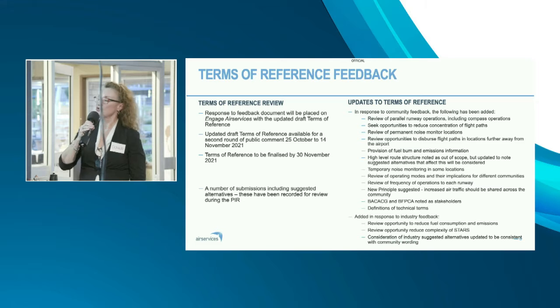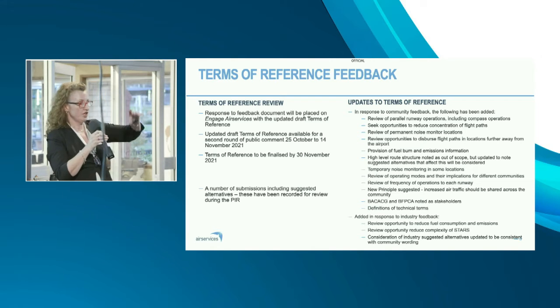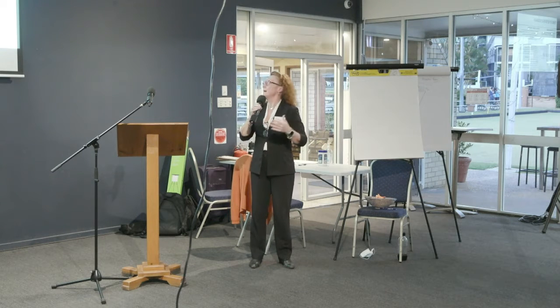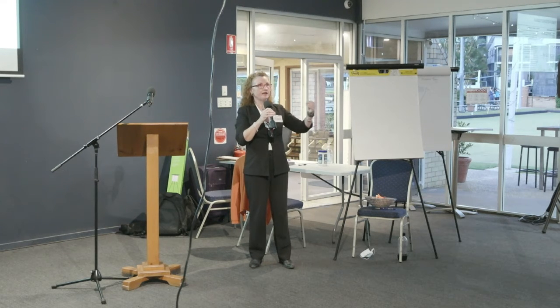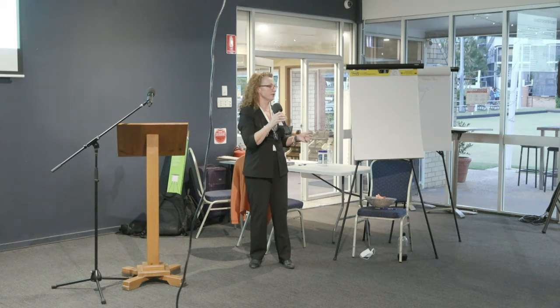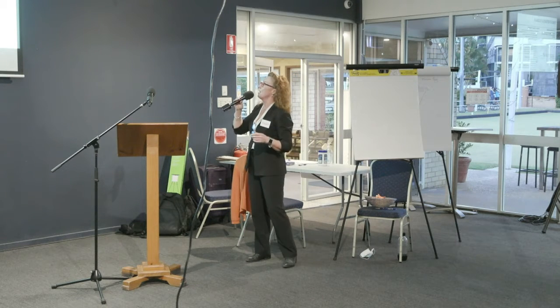The high-level route structure, people ask why we can't review that. The reason we had that as out of scope was that we didn't actually change that structure through the project, so it wouldn't normally fall within our PIR. But if we've had a suggestion that required a change to that route structure, then we'd be able to consider that. It doesn't rule it out.